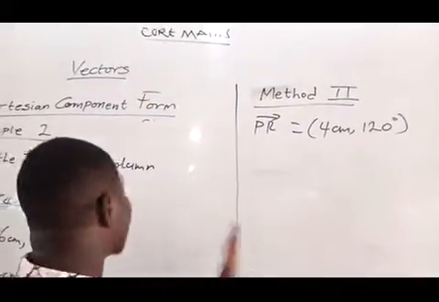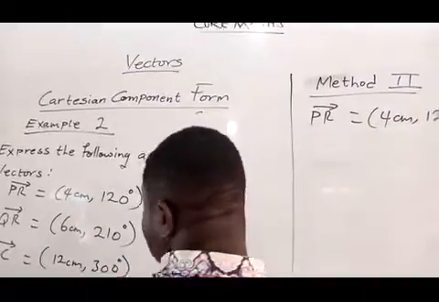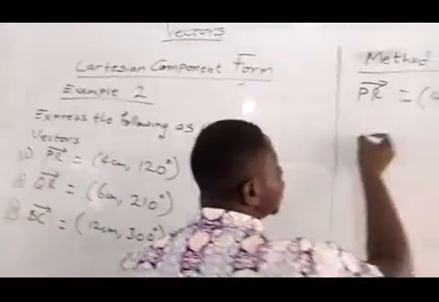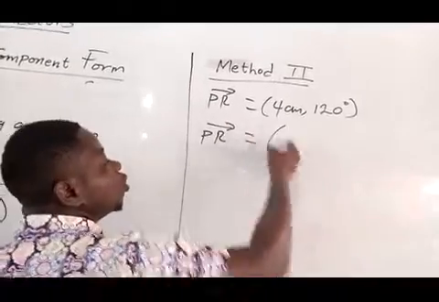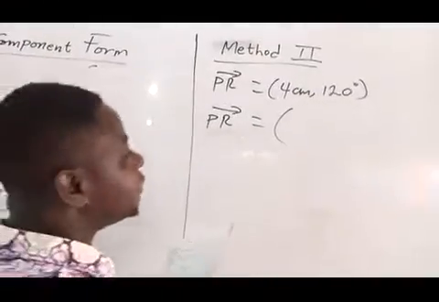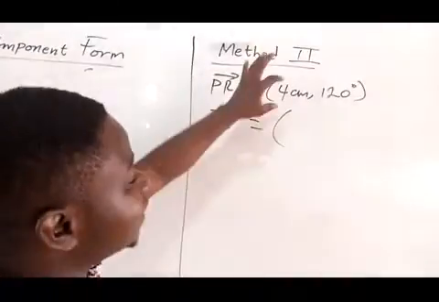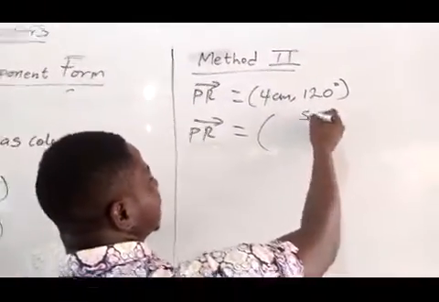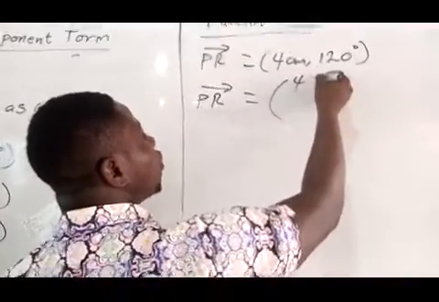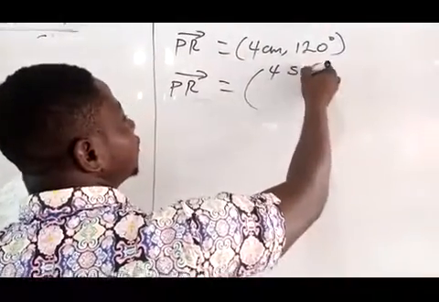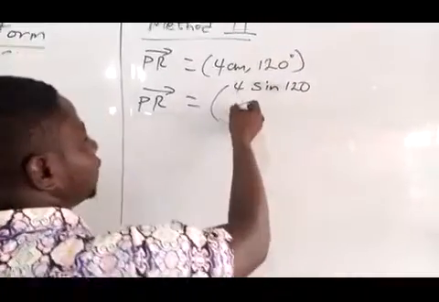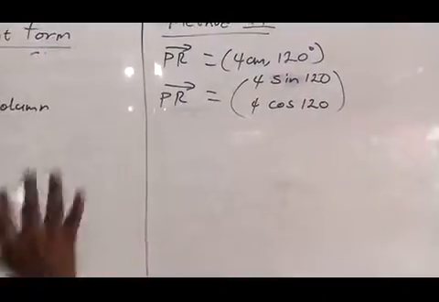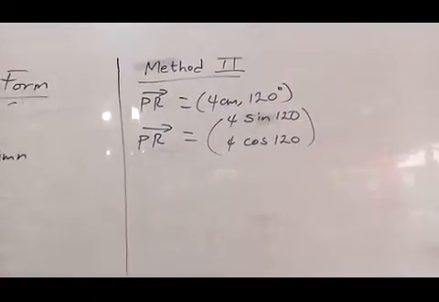All you have to do with the second approach, I've already solved this particular question using the previous approach, the first approach. Now with the second approach, this is all you have to do. You have your PR to be equal to, you take the first figure you have there, which happens to be the distance or the magnitude, and then apply the sine. Okay, so in this case it becomes 4 sine 120 and then 4 cos 120. All right, so that is all. Just punch this on the calculator and then you end up getting your answer.